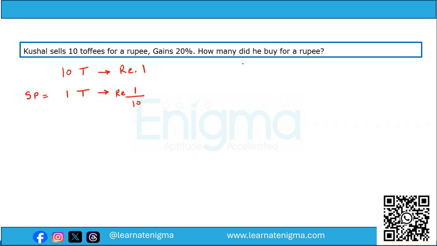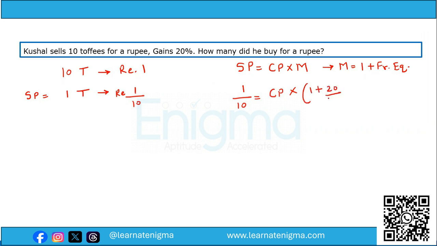Now we have the formula: selling price is equal to cost price into multiplier, which we can use when profit percentage is given. Now profit percent conceptually is like percentage increase. So the value of M becomes 1 plus fraction equivalent. Now the selling price of one toffee is 1 by 10, so we can easily find out the cost price of one toffee. Now the multiplier will become 1 plus 20 by 100.